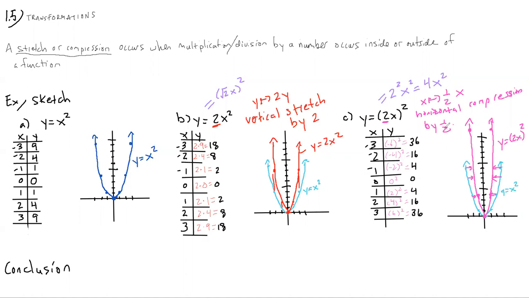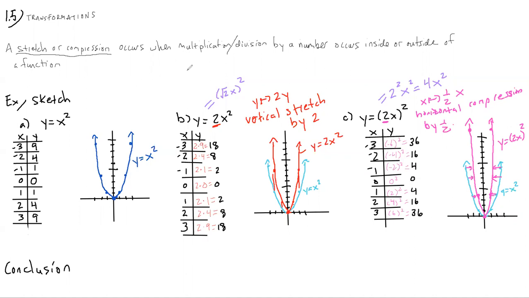And so, yeah, you'll get something that kind of looks like just squeezed together, essentially. That's what a compression does. If it had been a horizontal stretch, it would look pulled apart, and you just write the multiplicative number.